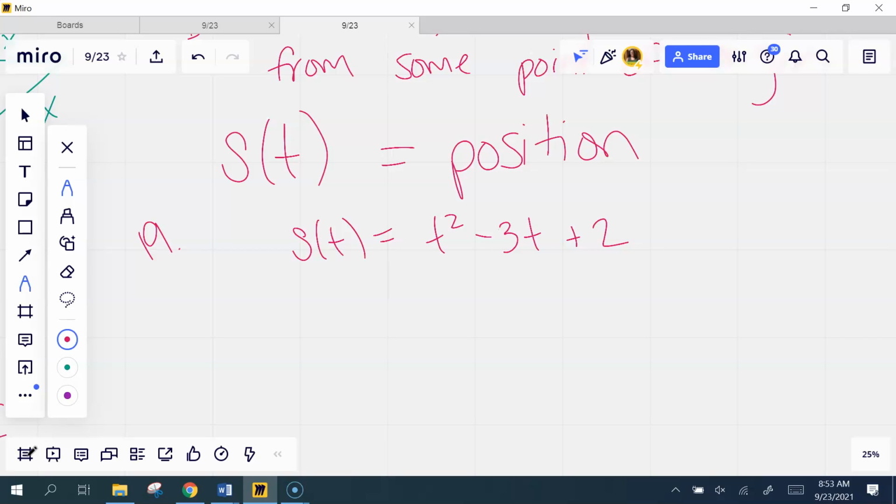And then it says that S is measured in meters.